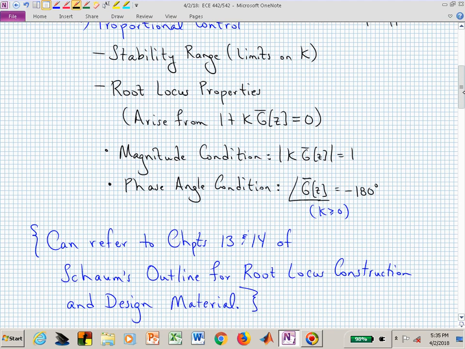And if you want to read up on the root locus construction and design, that's in chapters 13 and 14 of the Schaum's outline, which you should have access to through the U of A library.